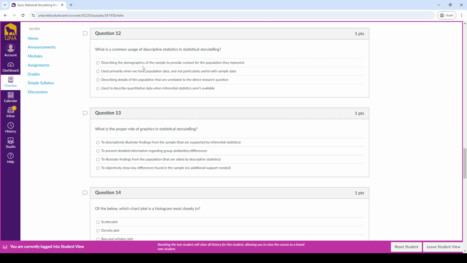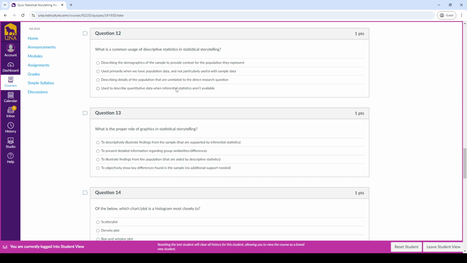All right, "describing the demographics of the sample to provide context for the population they represent." Okay, that sounds promising. "Used primarily when we have population data, not particularly useful with sample data." Well, I mean, it is used with population data, but it's still useful with sample data. "Describing details of the population that are unrelated to the direct research question." I guess you could use them. Well, no, that's not really related to descriptive statistics. You could use them for that. You could not. And you could use a whole ton of other things for that too.